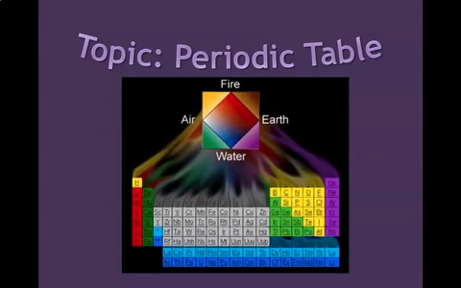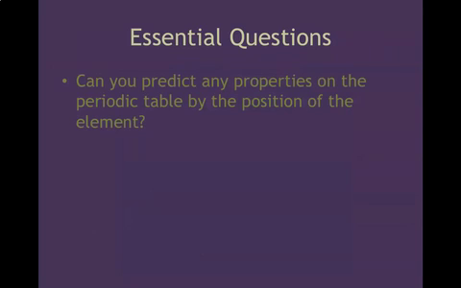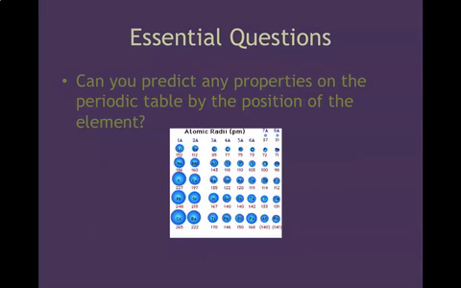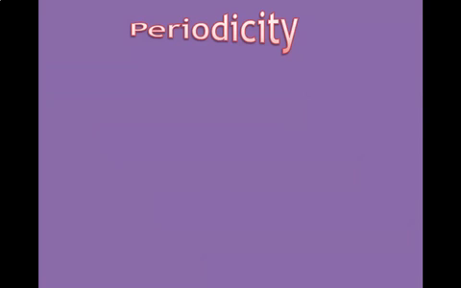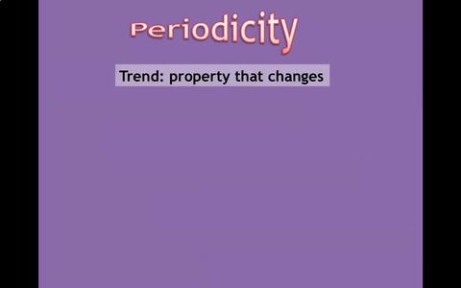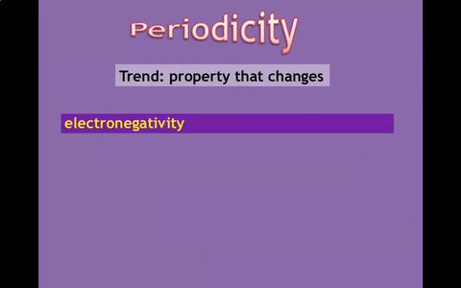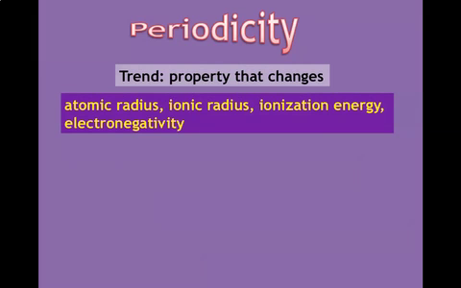The topic for this video is the periodic table. The essential question is: can you predict any properties on the periodic table by the position of the element? Periodicity is basically having trends, and trends are properties that change. We're going to talk today about atomic radius, ionic radius, ionization energy, and electronegativity.